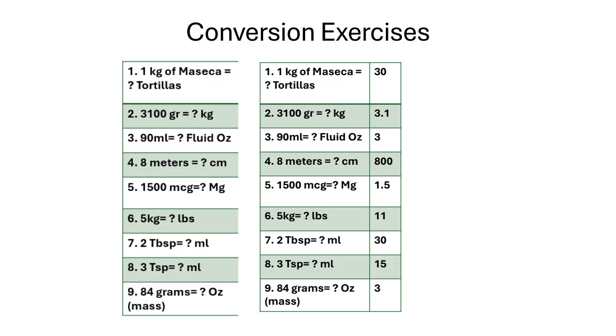2 tablespoons will give you 30 mLs. 3 teaspoons will give you 15 mLs. And 84 grams of mass will give you 3 ounces. Solid mass, not in volume. So it's a little bit different, but you guys can use it interchangeably.